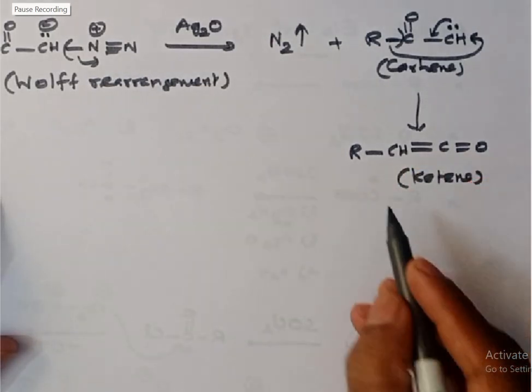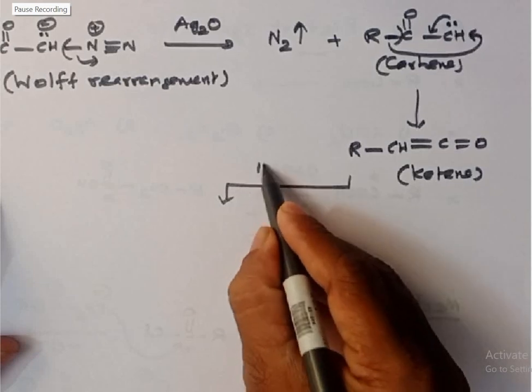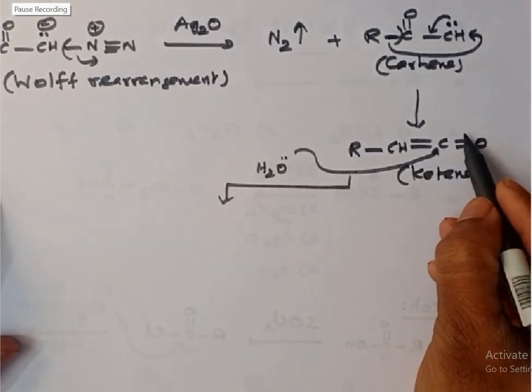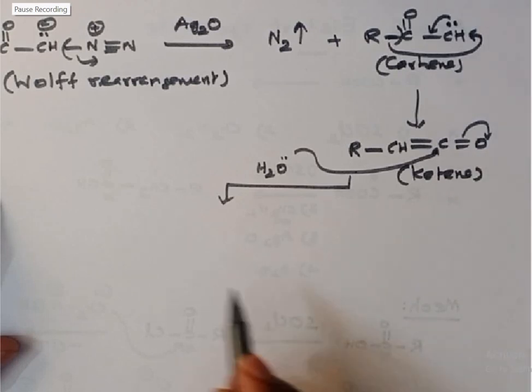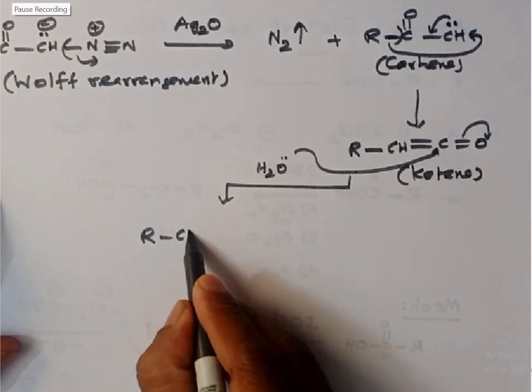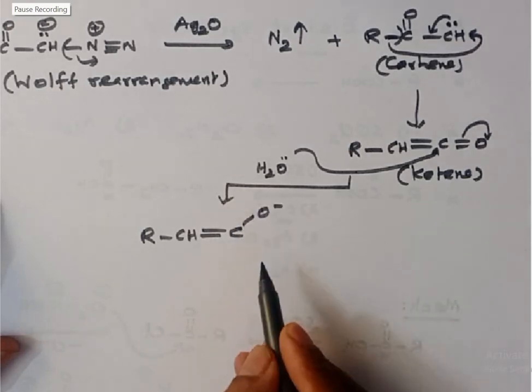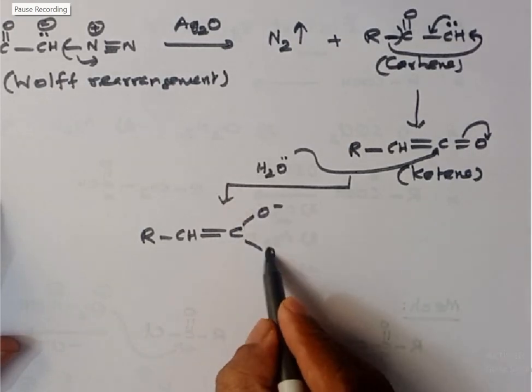If you treat ketene with water, nucleophilic attack takes place. You'll get O minus there, so you'll get RCH double bond C O minus, and here we get H2O.